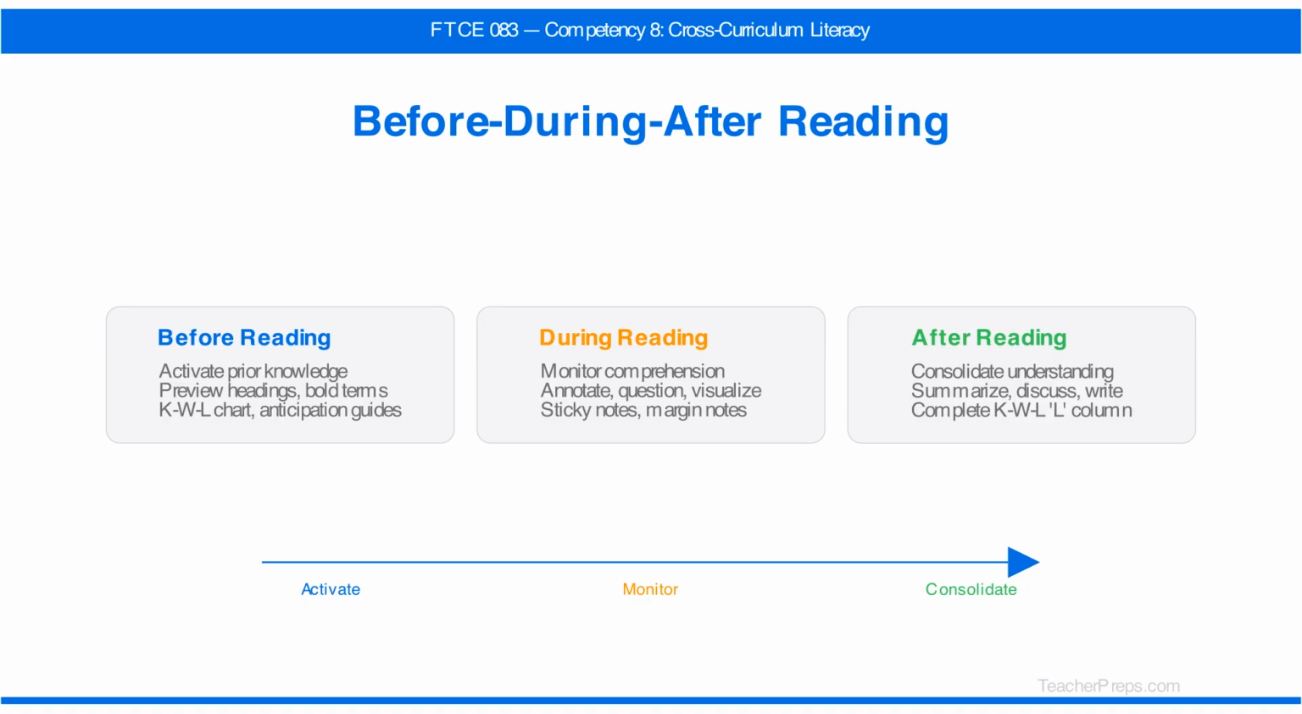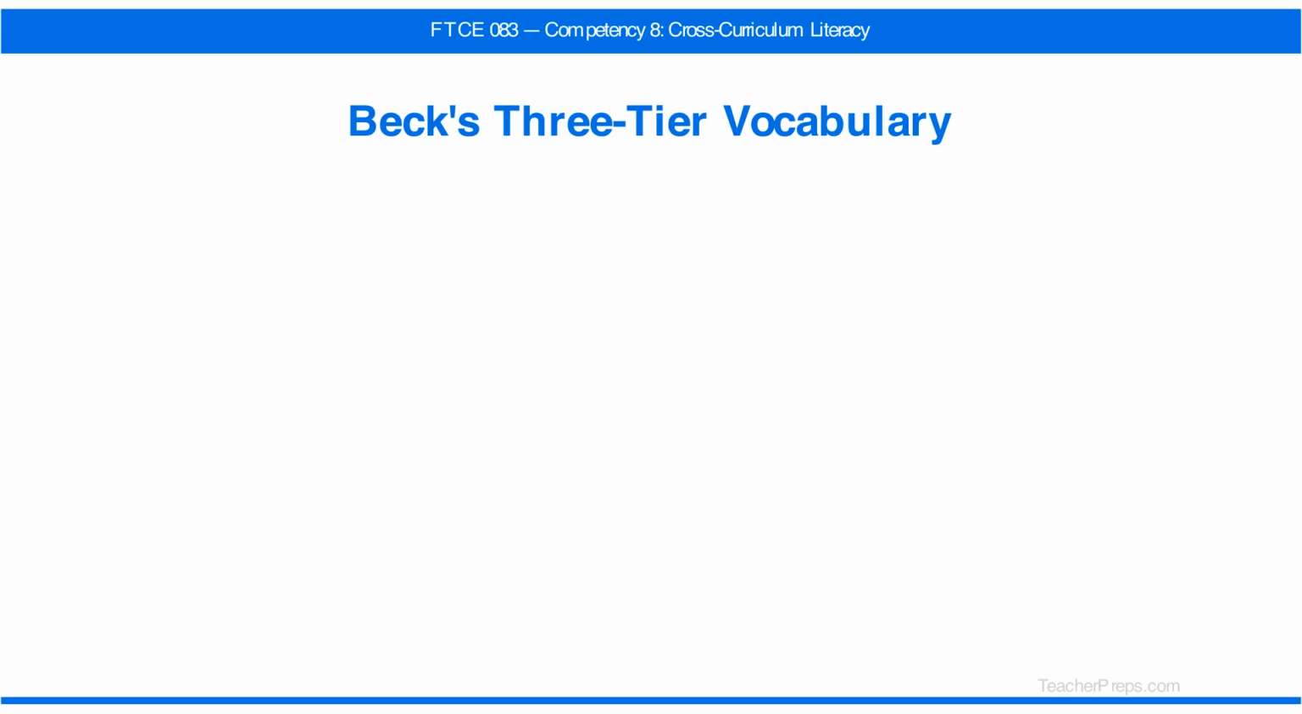Students revisit the KWL chart to fill in the L column and check their anticipation guide predictions. Next up, content area vocabulary. This is a critical topic for Competency 8. The exam draws heavily from Isabel Beck's three-tier vocabulary model.